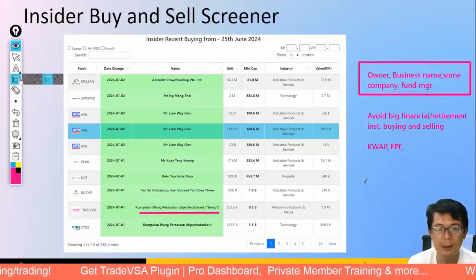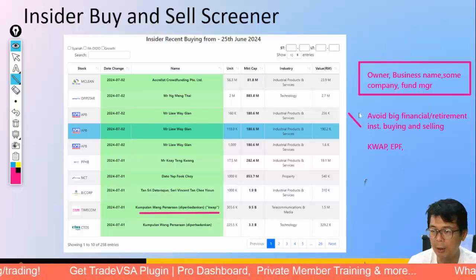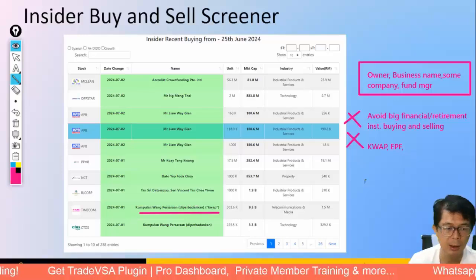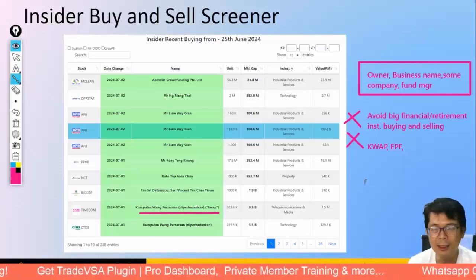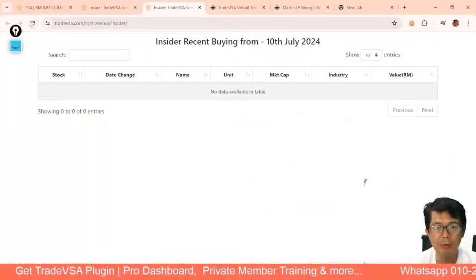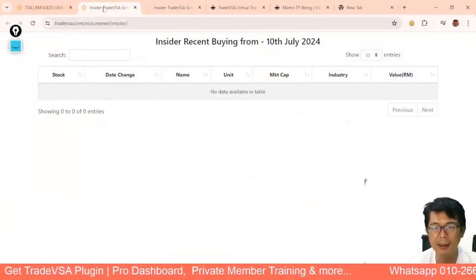Okay, this one is good. This one not so good. We want to avoid this one. So here we pay attention to the names. We just have to wait until the insider buying and selling completes itself. Let me just refresh this again.